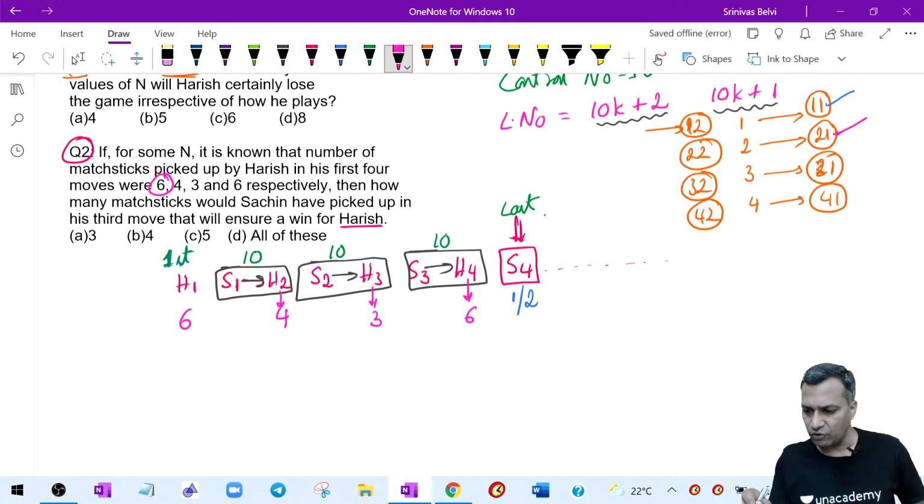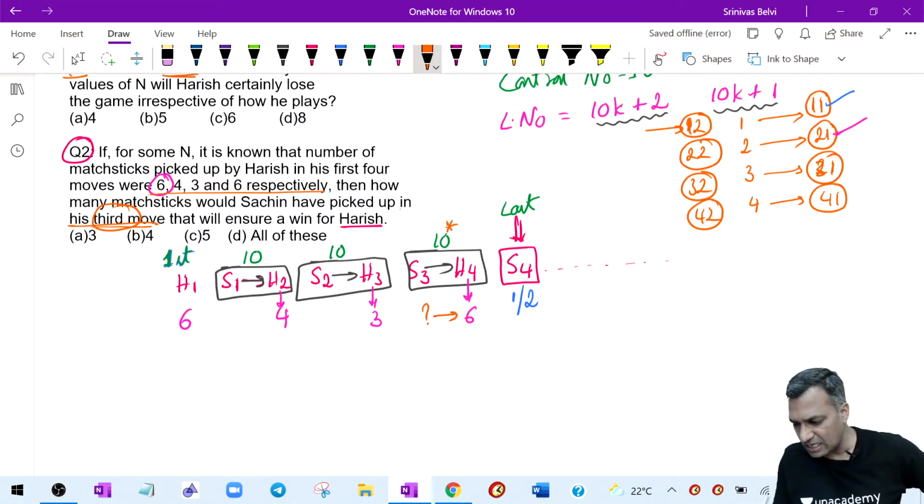All right, let's come back to this. This is what Harish has done. Harish in his first 4 moves has picked up these respectively. Then how many matchsticks has Sachin picked up in his third move? That's the question. Simple. Now look at what Harish is trying to do. He's trying to make it 10, which means how much did Sachin pick so that Harish went on to pick 6? Very simple. Sachin has picked 4. That is when Harish went on to pick 6.